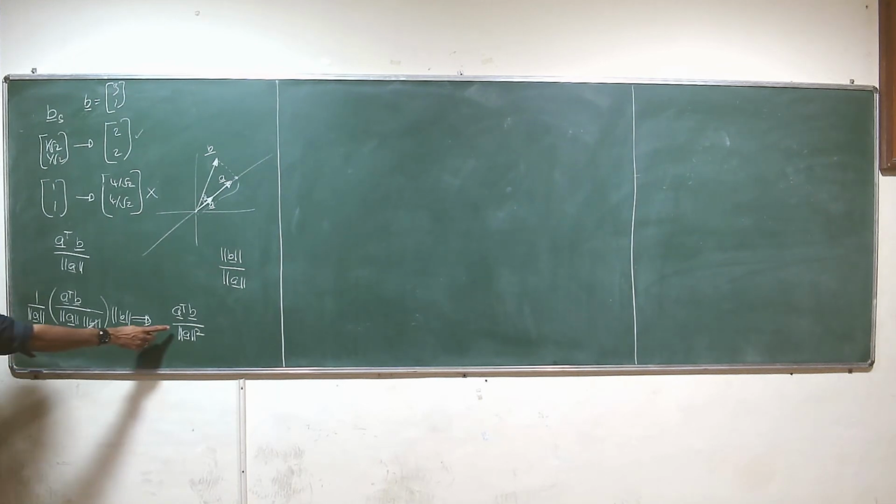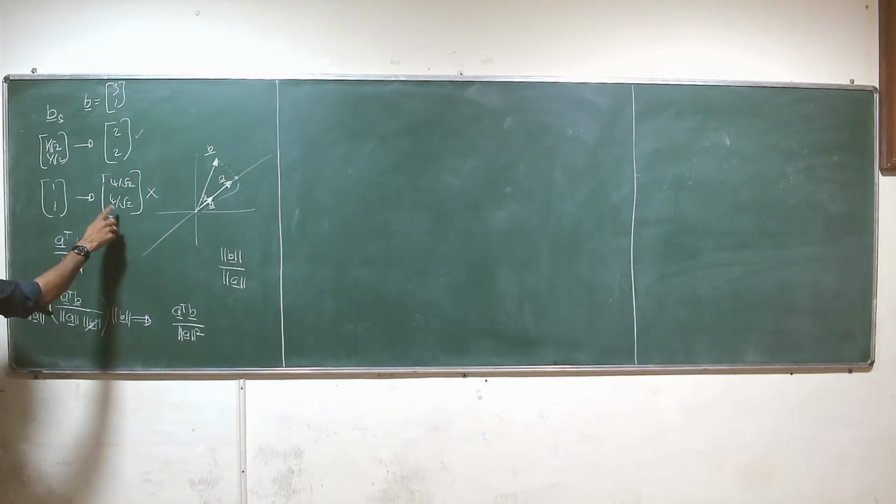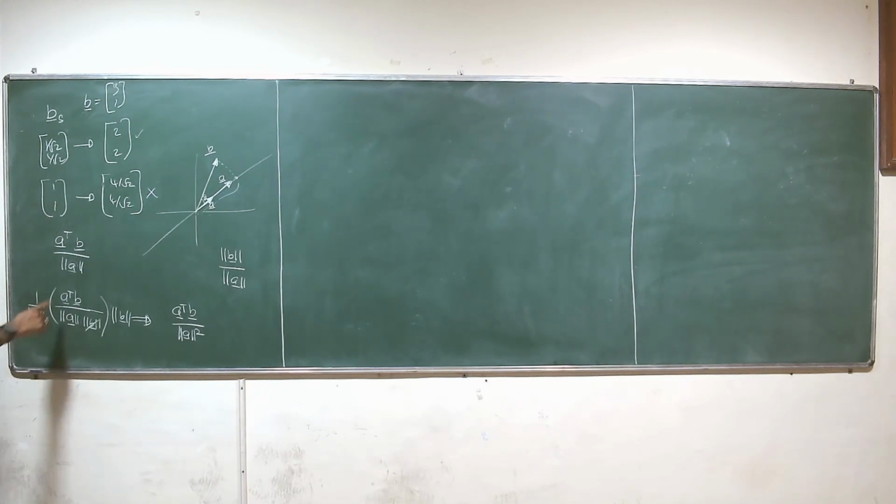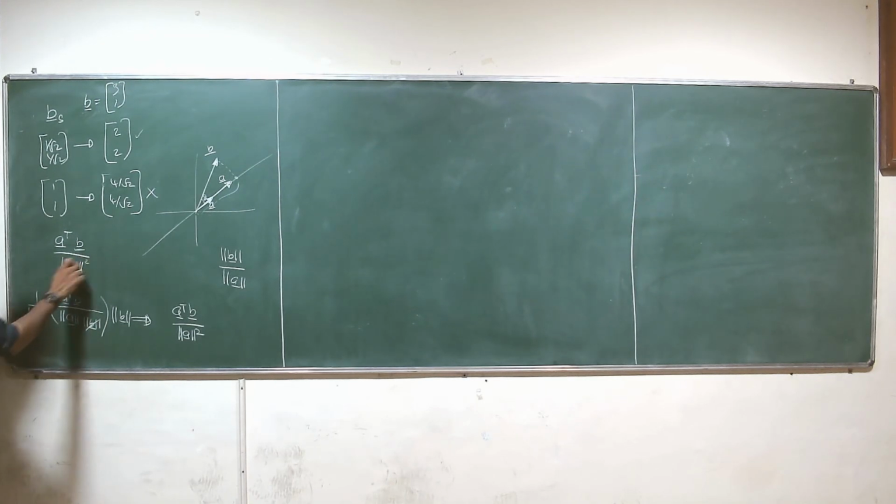If you do this correction here, can you verify that those two will come out to be the same? So instead of doing this, you simply divide it by this.